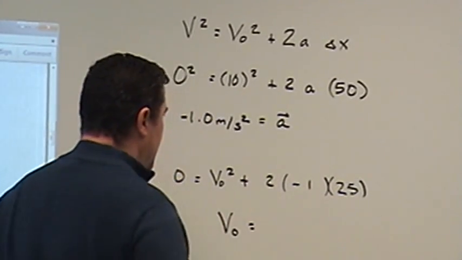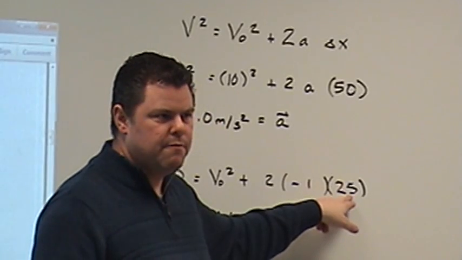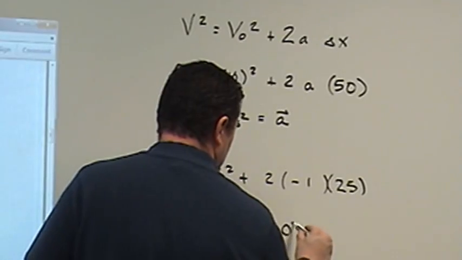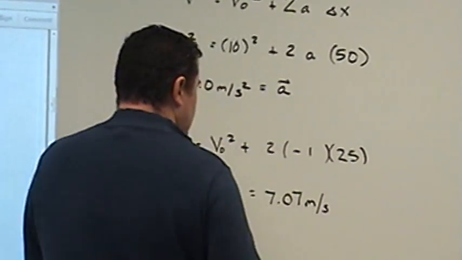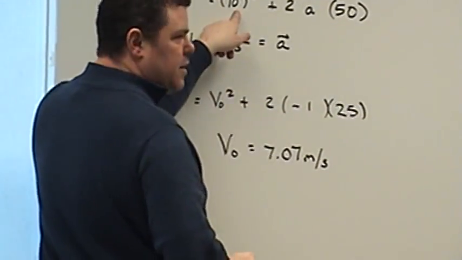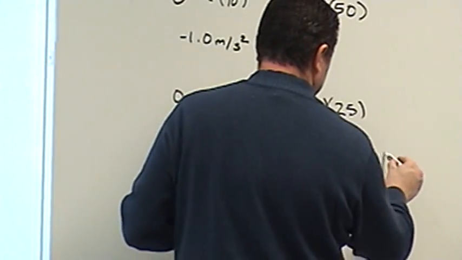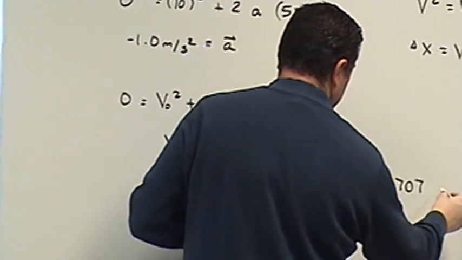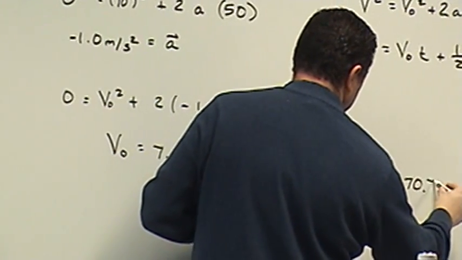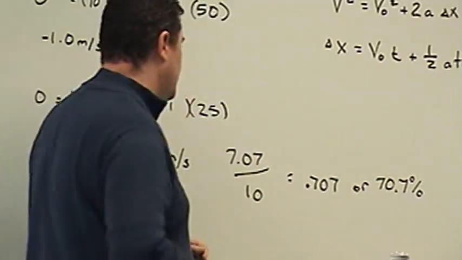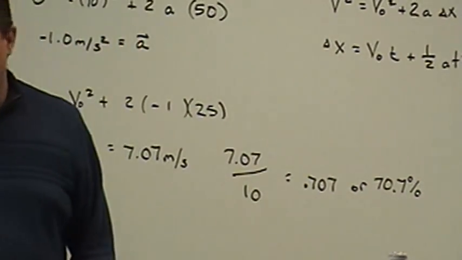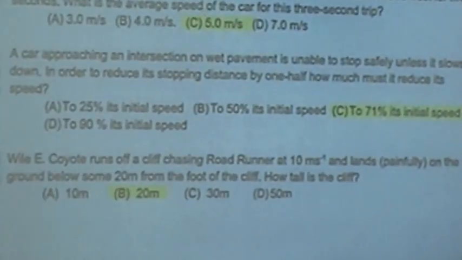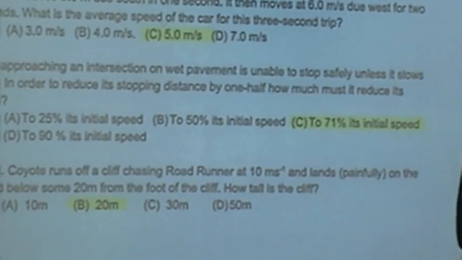If you do that, you solve, you have 2 times 25, that's 50. Square root of 50, it's a little bit more than 7. It's actually 7.07 meters per second. 7.07 meters per second versus 10 meters per second. 0.7% of your original velocity, which is about 71%. So that one is a little bit more involved.